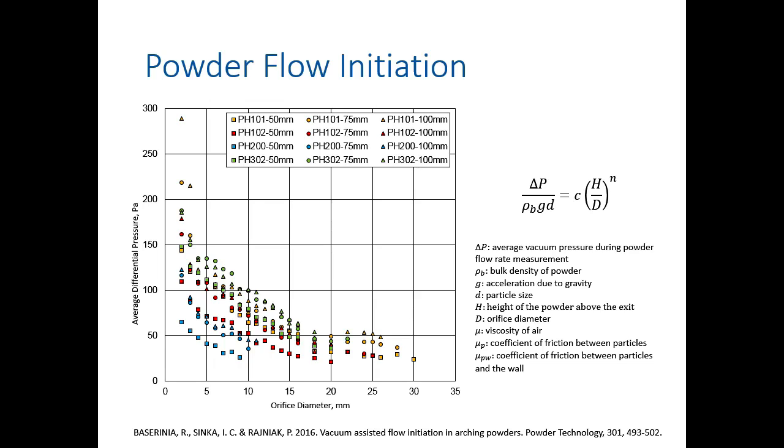Based on the experimental data and by using dimensional analysis, we developed a relation to determine the differential pressure required to break the arch as a function of height of the powder and the exit diameter.